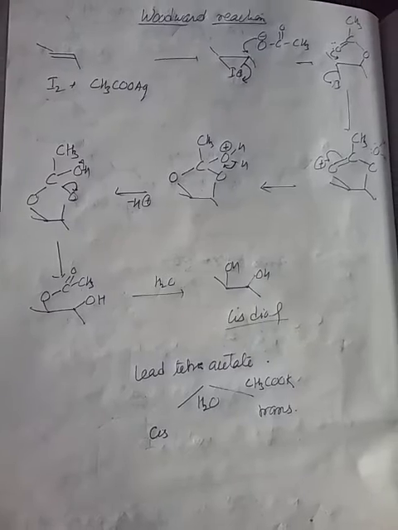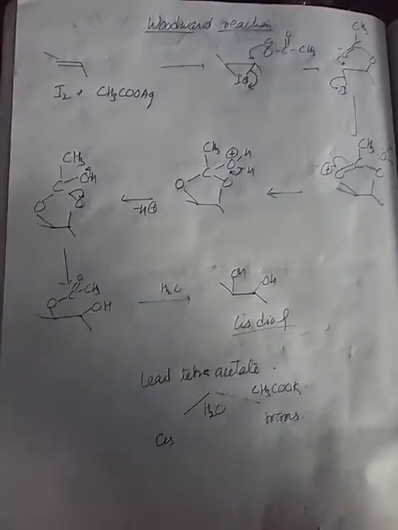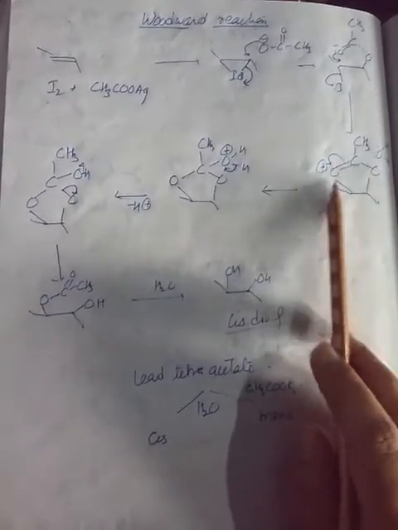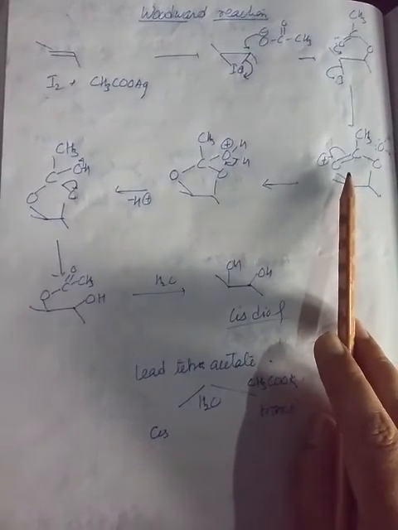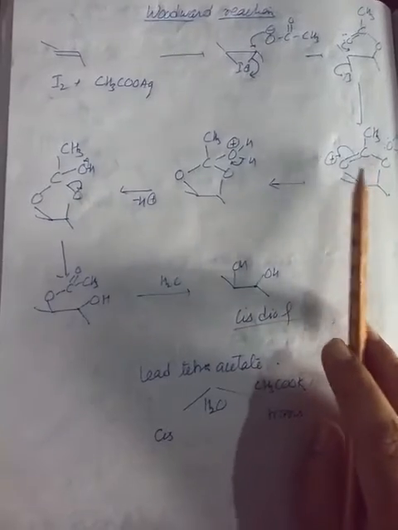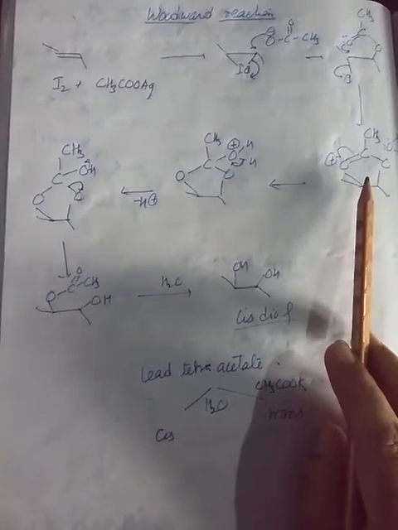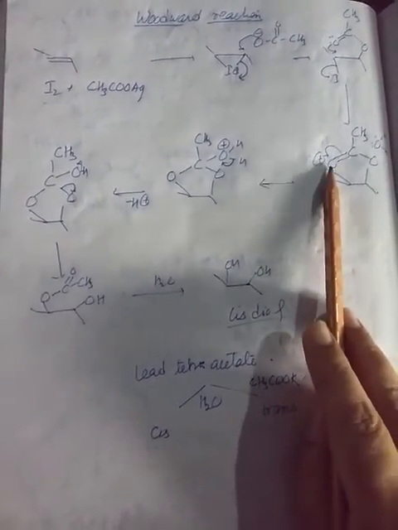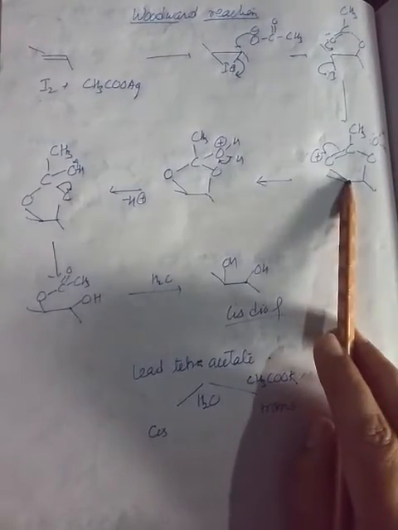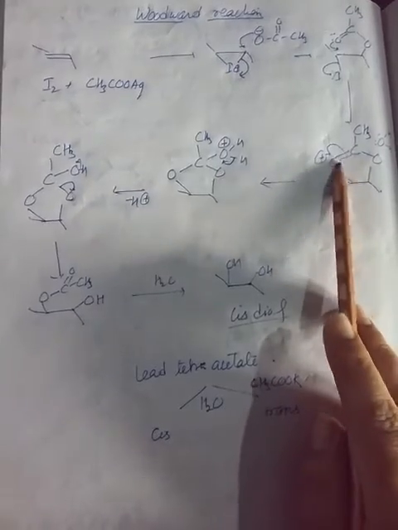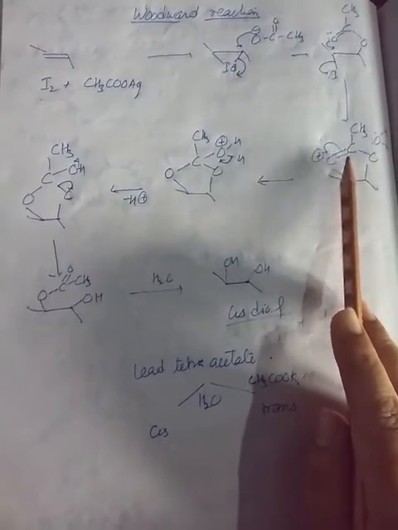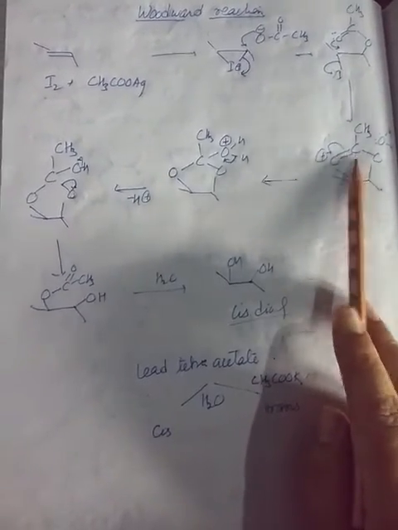That is the only difference. The mechanism up to this 5-membered cyclic structure is the same, but the mode of opening of this ring is different in the case of Prevost and Woodward. In Prevost there is a cleavage of this one, but here water attacks at this carbon atom, so there is a cleavage of this carbon-oxygen double bond.